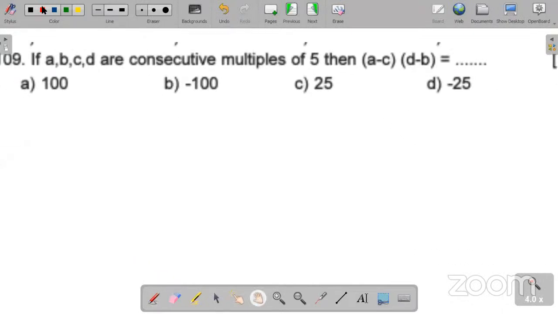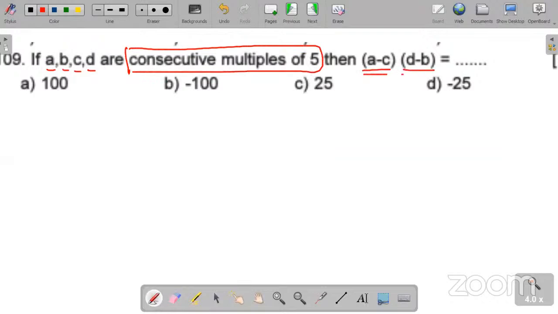See, what is the question? If A, B, C, D are consecutive multiples of 5, then find (A minus C) into (D minus B). Don't get any confusion. Consecutive means one after one, one after one, one after one. So here A, B, C, D are consecutive multiples of 5.